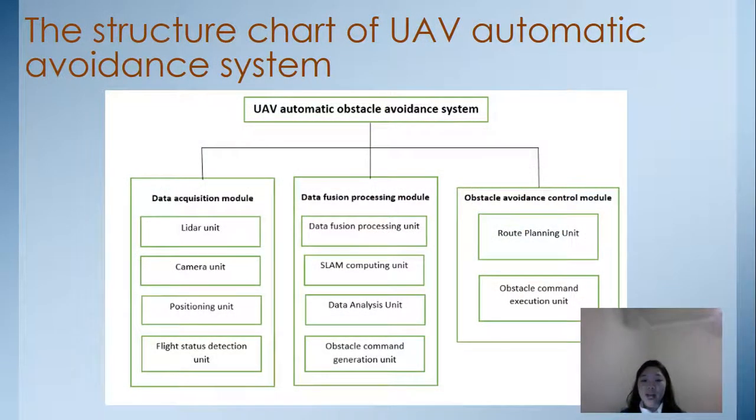Here is a structure chart of the UAV automatic avoidance system. It includes 3 models: data acquisition model, data fusion processing model, and obstacle avoidance control model. It contains many units. If a problem occurs in some unit, you can find it quickly and solve it.